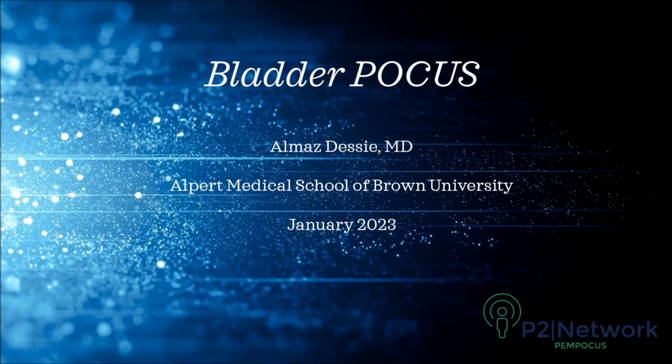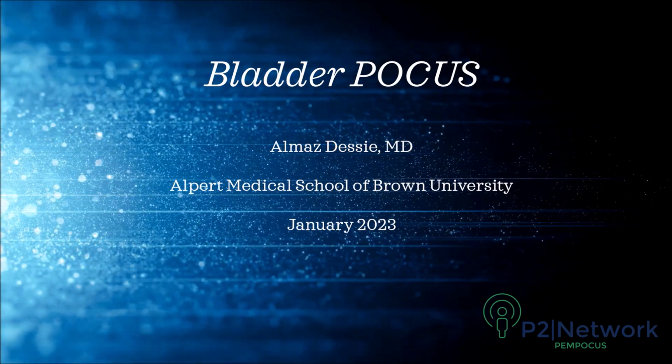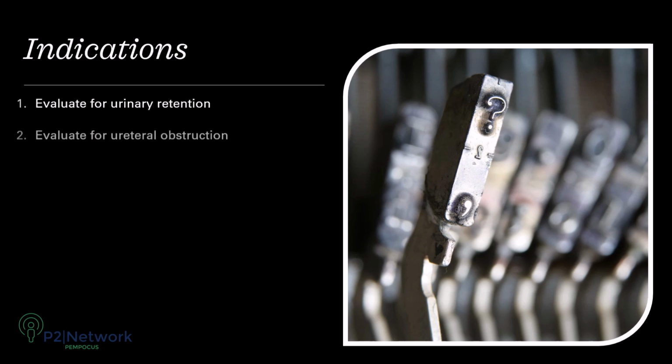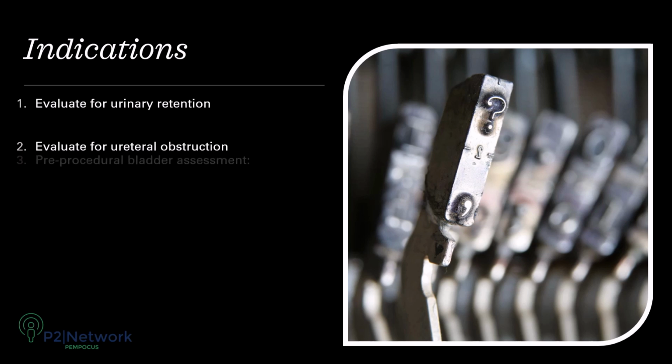I'm going to be talking to you about point-of-care ultrasound of the bladder. There are several indications to perform a POCUS of the bladder. The first is to evaluate for urinary retention by assessing pre- and post-void bladder volume. The second is to evaluate for ureteral obstruction, usually from a kidney stone, by looking for ureteral jets in the bladder. Finally, the bladder can be assessed using POCUS prior to performing certain procedures.